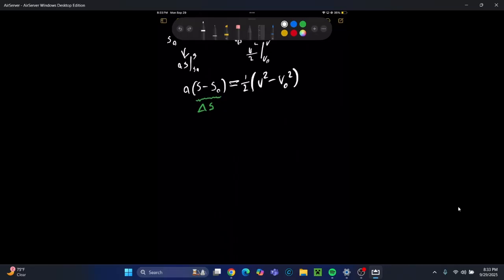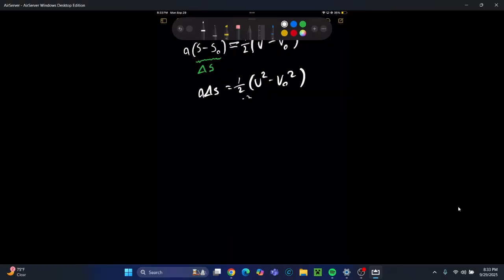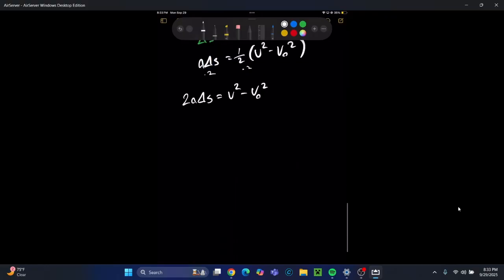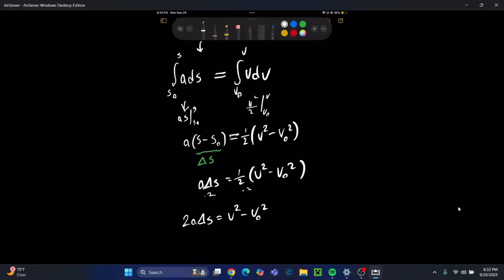But rewriting this, we get delta s equals 1/2 (v squared minus v naught squared). And then we can just multiply this 2 out to have the v's on one side. So now we have 2a delta s equals v squared minus v naught squared. And I guess I said it earlier, but this is like a final velocity, if you can live with that. And this is a final position. I'm just gonna write it because it'll make more sense.